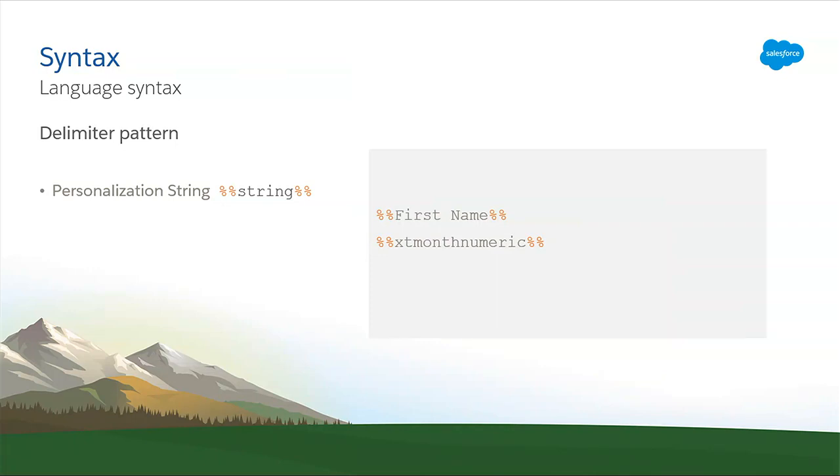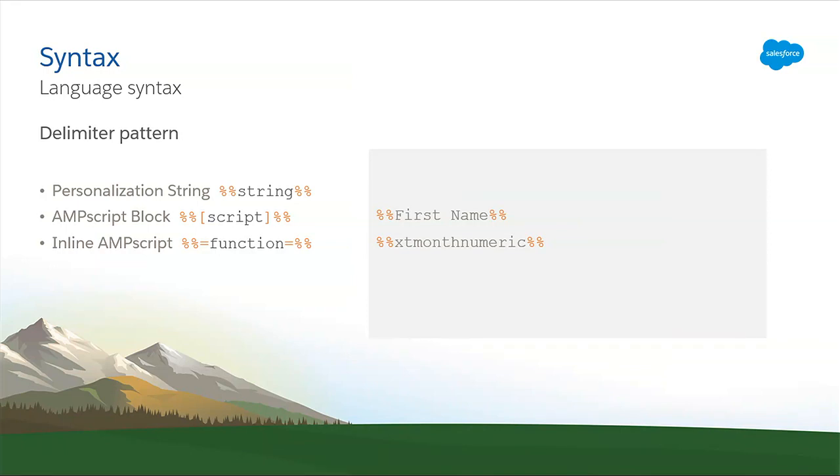The second type of personalization string in Marketing Cloud is system-based strings. And there are dozens of different system-based strings. In this case, I'm using this one, XTmonth numeric, which takes the month number of the send date, that is, when the email is previewed or sent. So, for example, this will output 9, and we'll have another look at an example of that shortly. So let's move on to the AMPscript syntax then, so that's personalization strings.